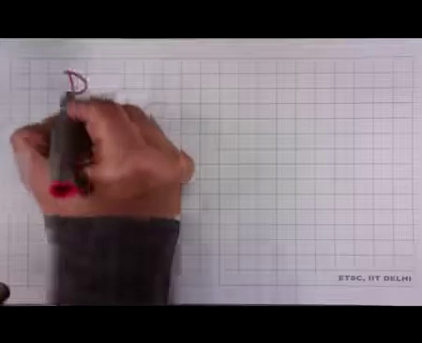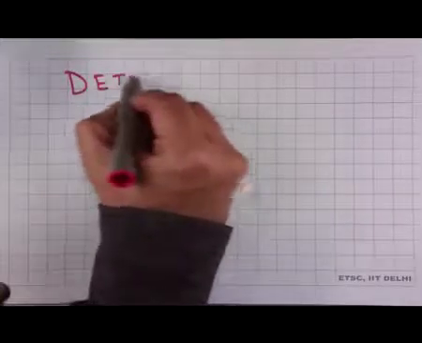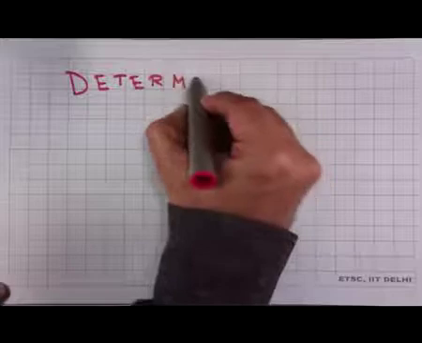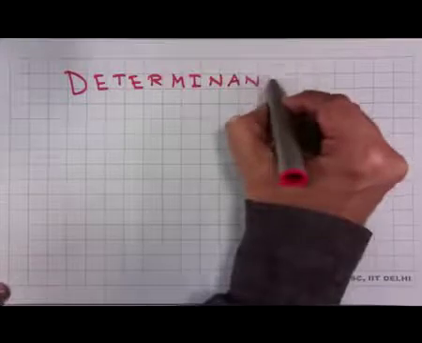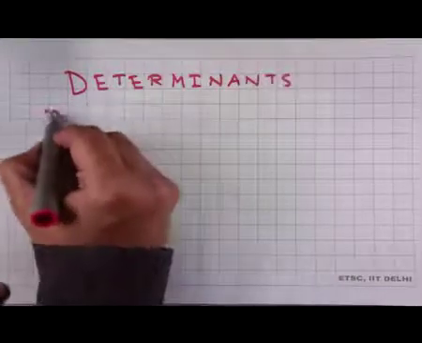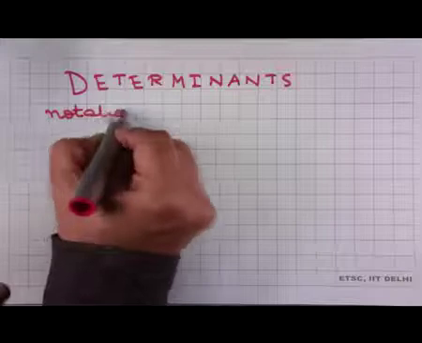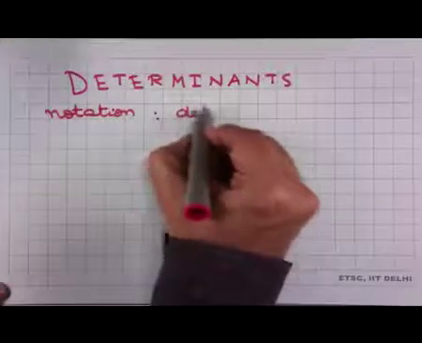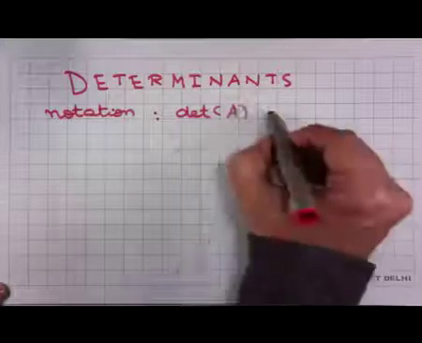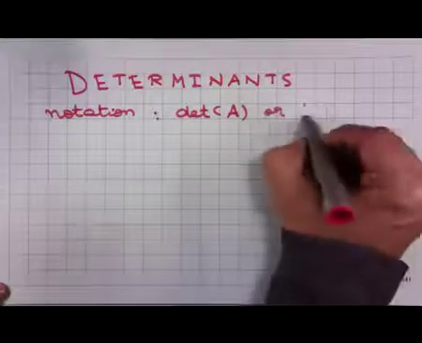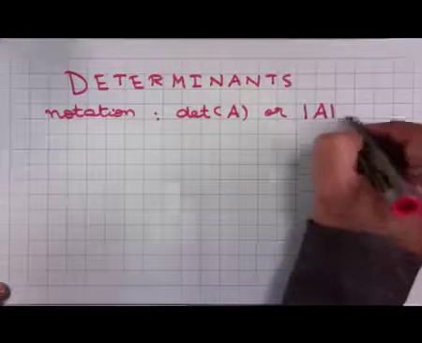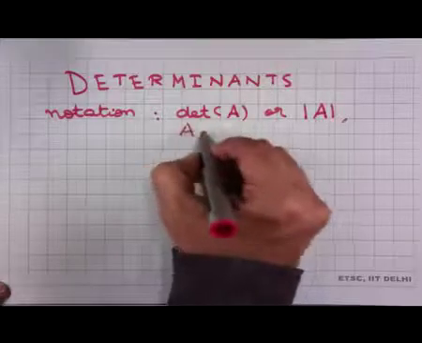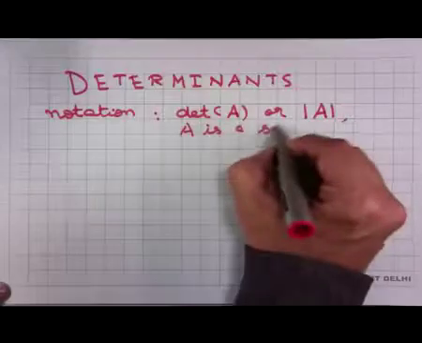So, going back to what we want to do, let us say determinants. Rather than writing the longer word, determinants, we will use notation, either DET, determinant of A, or simply we will put it in two vertical lines, and we will note that this A is a square matrix.